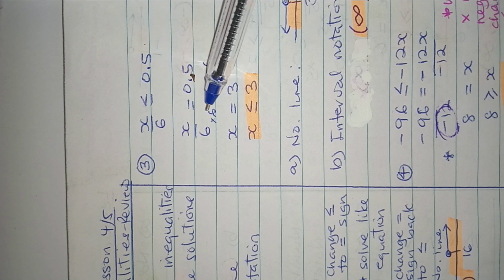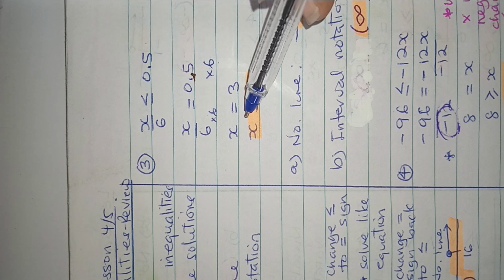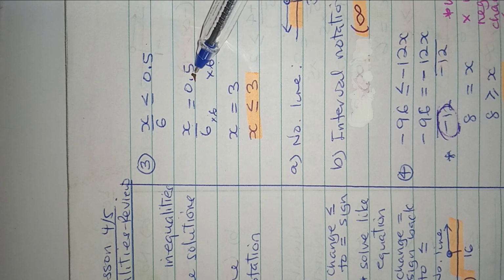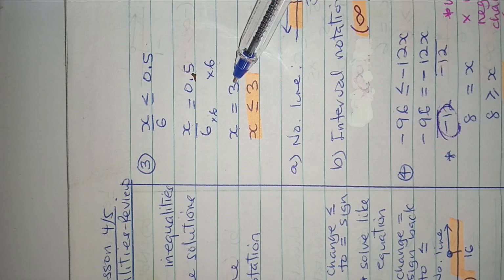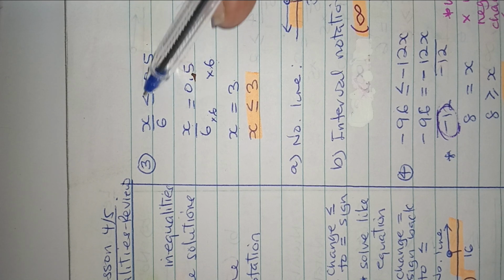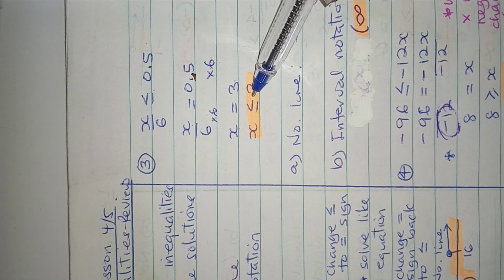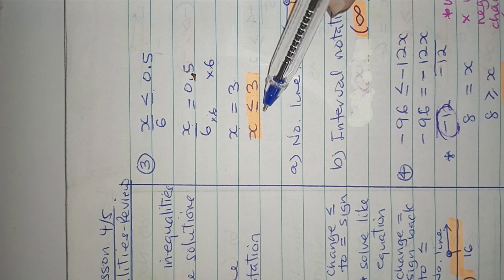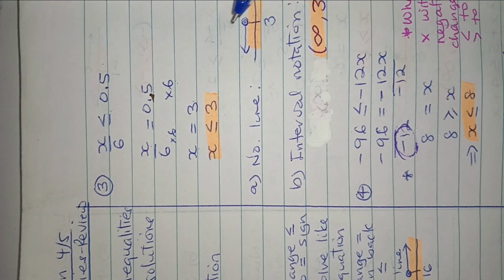Now 6 times 6 as a whole number will cancel out, and will leave us with x. And on the other side, 0.5 times 6 or half times 6 gives us 3. After we solve, we change the equal to sign back to the inequality sign. So our solutions are x is less than or equal to 3, which means 3 is the next value, and every other number less than 3 are also x values.